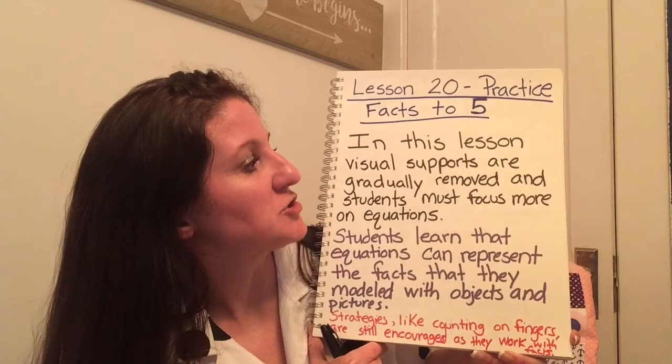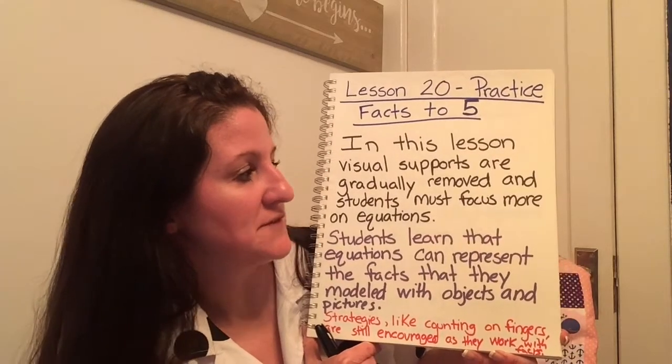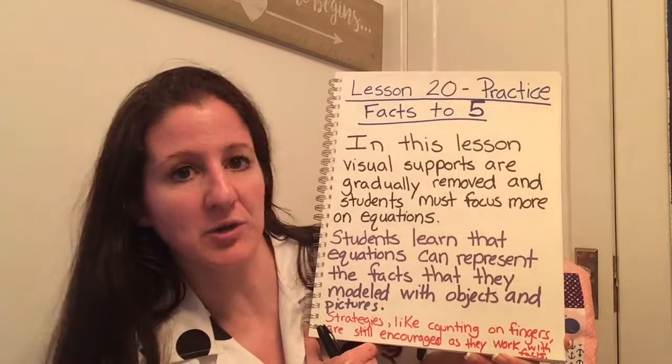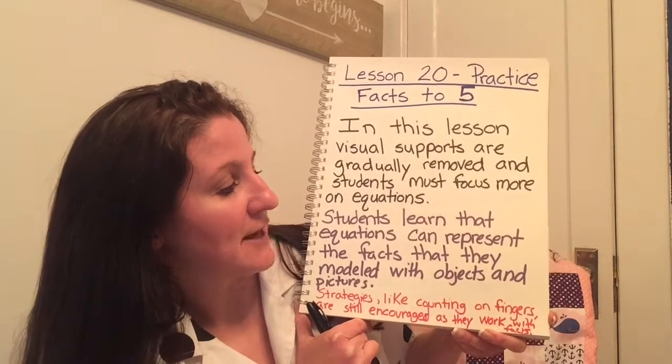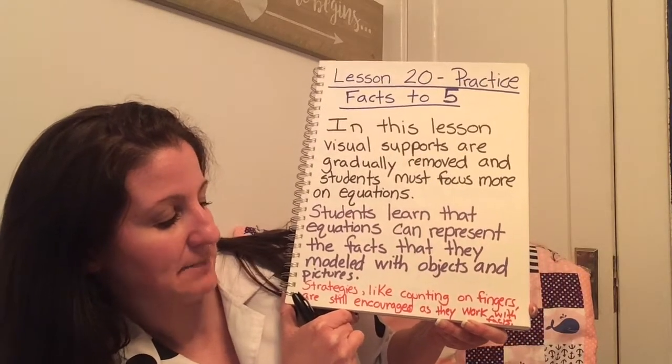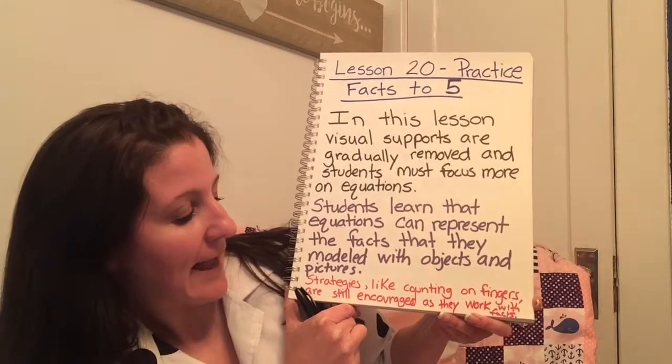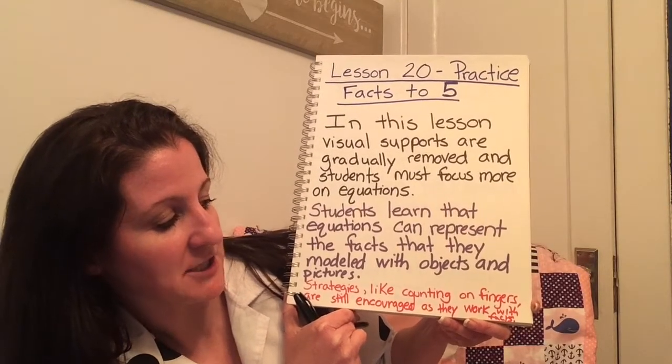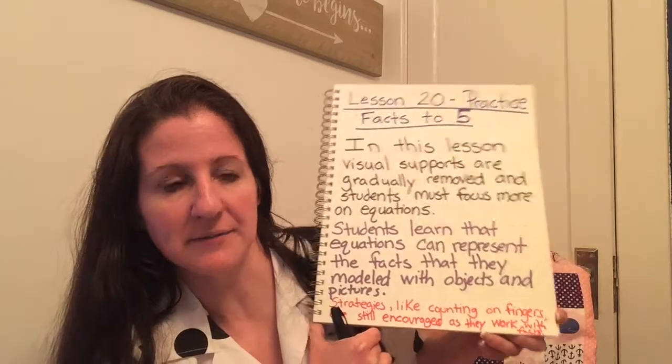In this lesson, visual supports are gradually removed and students must focus more on equations. Students learn that equations can represent the facts that they modeled with objects and pictures. Strategies like counting on fingers are still encouraged as they work with their facts this week.